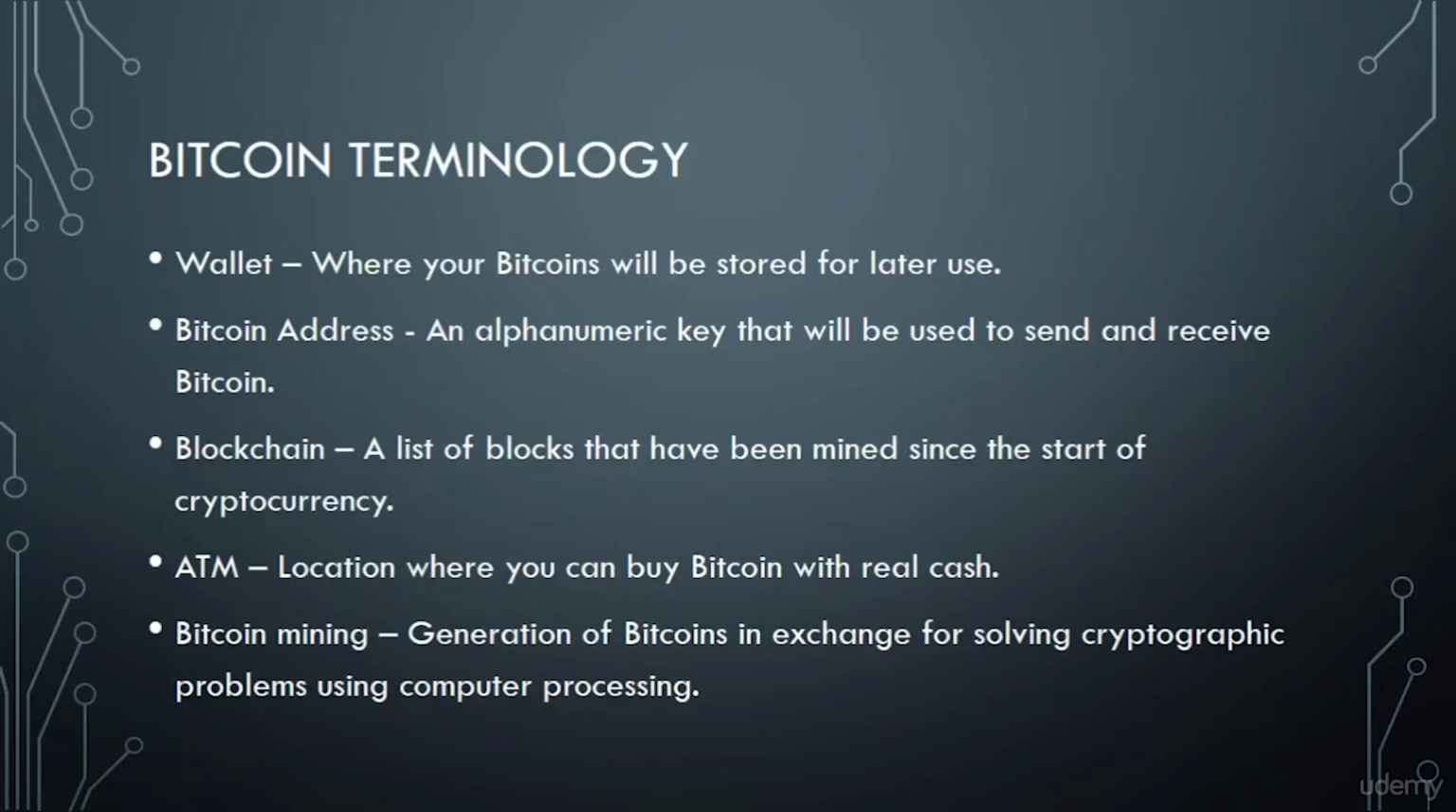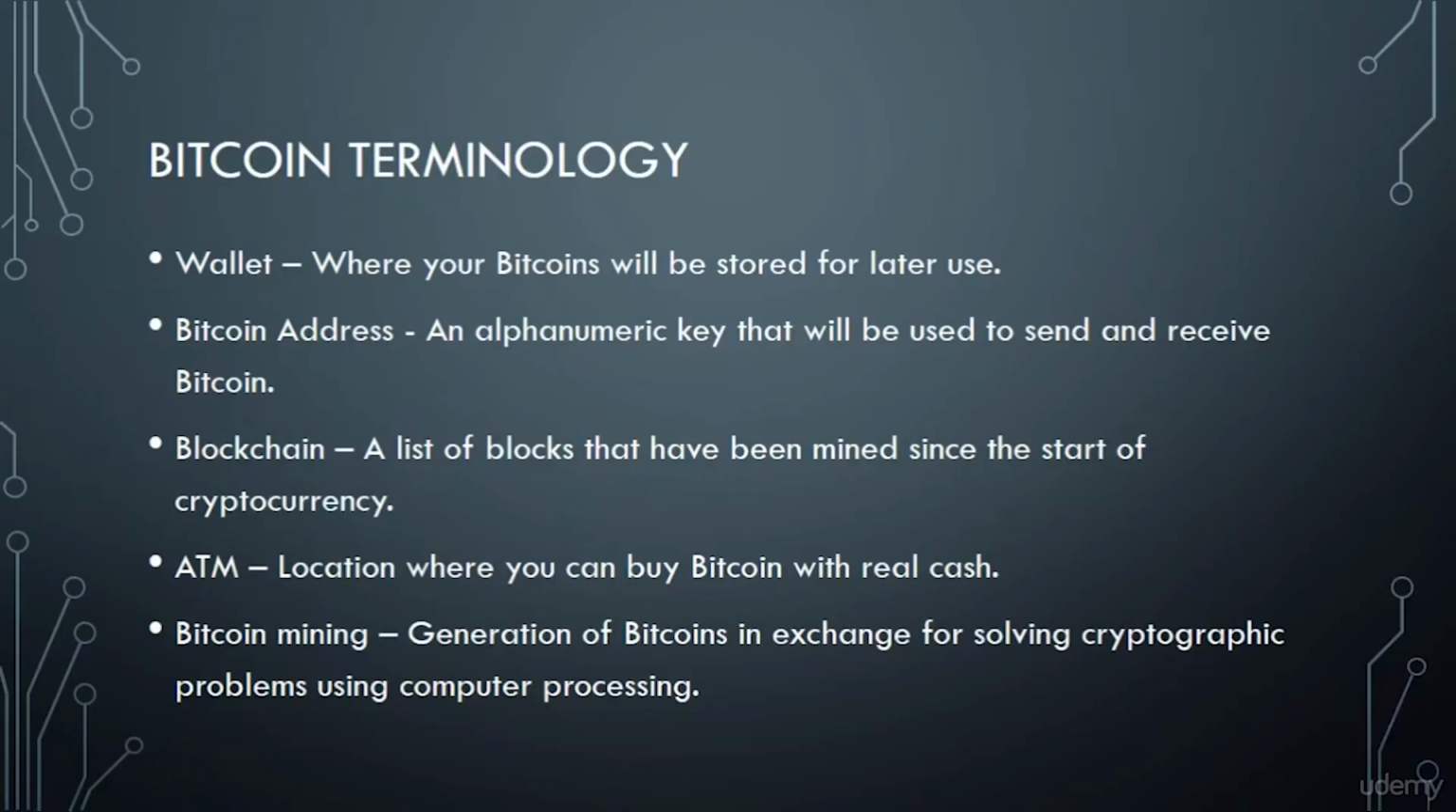Now let's look at what a Bitcoin ATM is. A Bitcoin ATM is a location where you can buy Bitcoins with real money. So this is where you exchange your money, for example US dollars, or the Great Britain pound. You can exchange that for Bitcoin, alright? So you're basically converting your currency into Bitcoin, and vice versa.